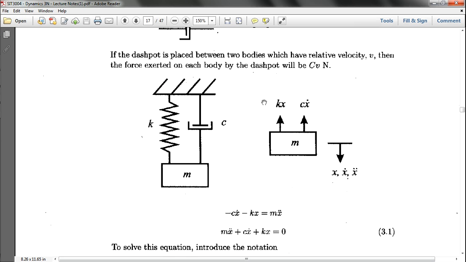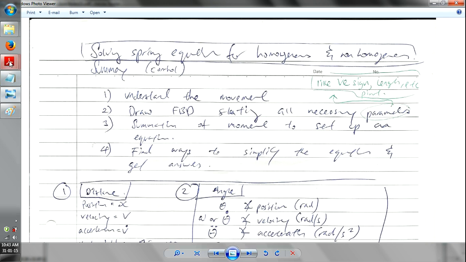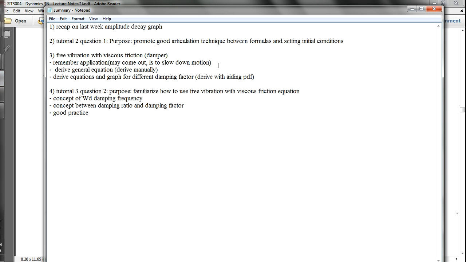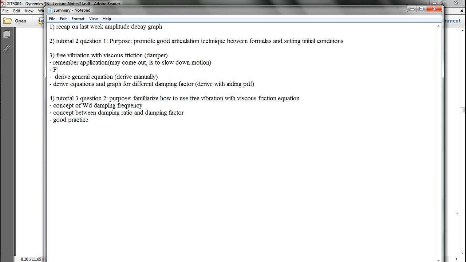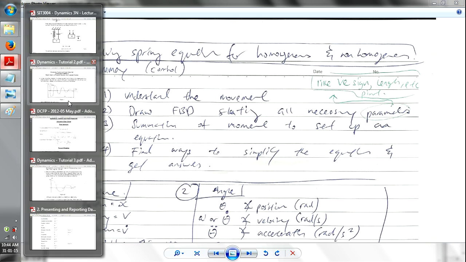So we have to draw the free body diagram. So this is the free body diagram. Another key thing to take note of is that the free body diagram describes what forces act on the mass itself. Maybe I should write it down over here. Free body diagram describes what are the forces that act on the mass itself.